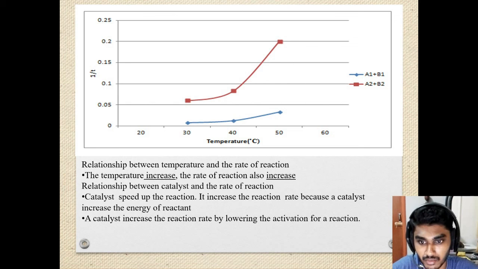The relationship between the catalyst and the rate of reaction: a catalyst speeds up the reaction. A catalyst makes the reaction faster, so it will increase the reaction rate. A catalyst increases the reaction rate by lowering the activation energy for a reaction.